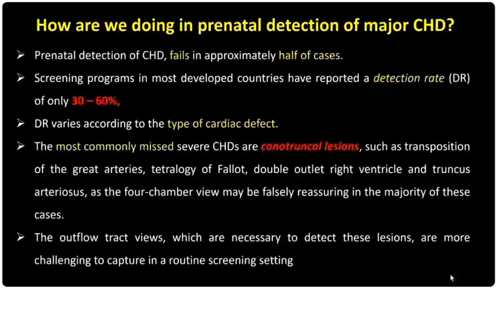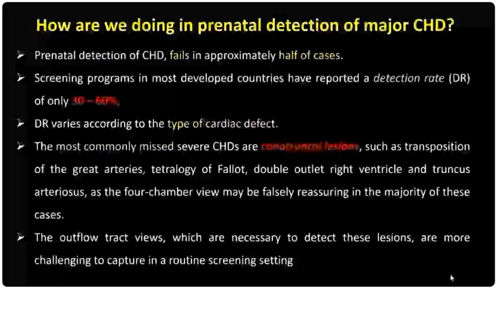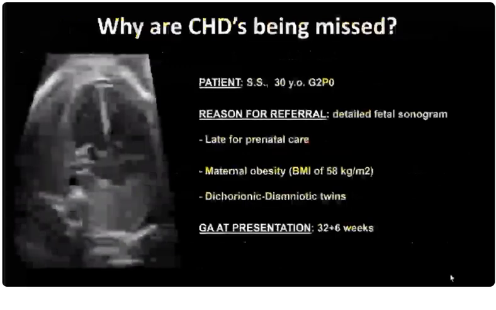Most commonly missed anomalies are the conotruncal lesions, such as tetralogy of Fallot. This is because it is an anomaly that usually presents a normal appearance of the four-chamber view. And inclusion of the outflow tracts and the three vessel and trachea view indeed helped us to increase the detection rate of cardiac disease.